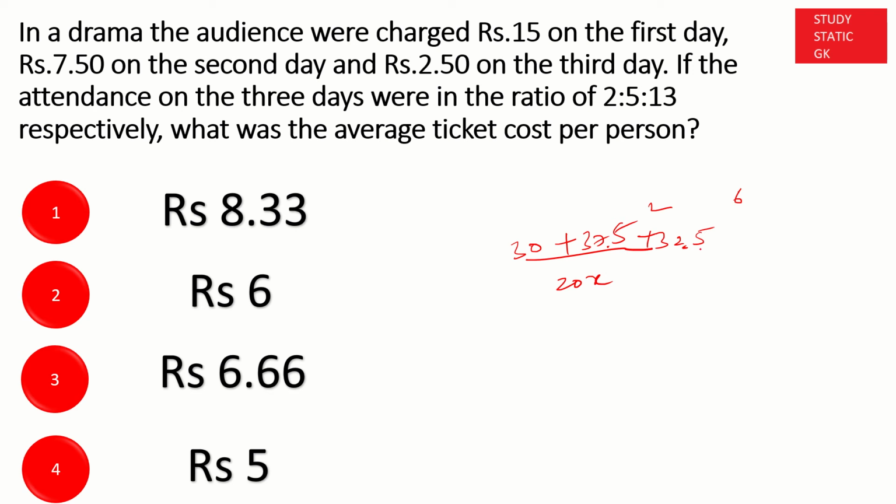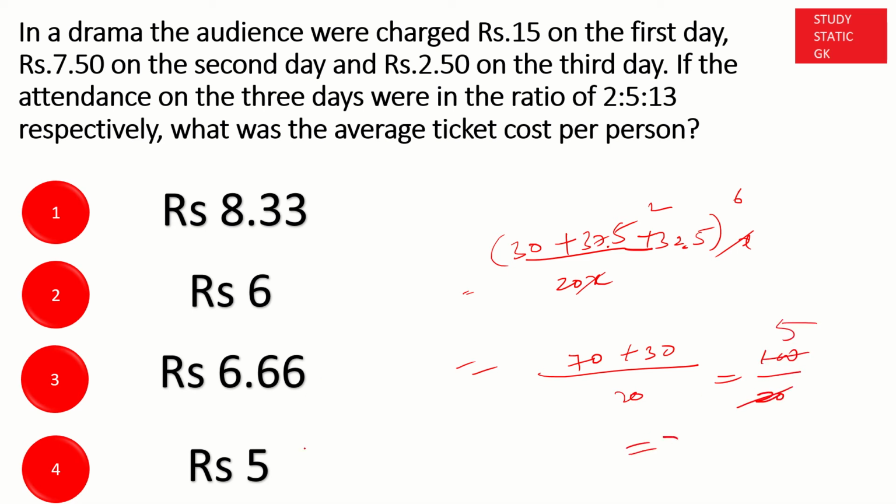So here again x will be there common, right? So again you calculate this part, right? 37.5 plus 32.5, again 70 by 20, 100 by 20, 5 20s are 100. That means 5 is the answer. You got what was actually being asked? He's asking the average ticket cost. That means total cost by total persons.